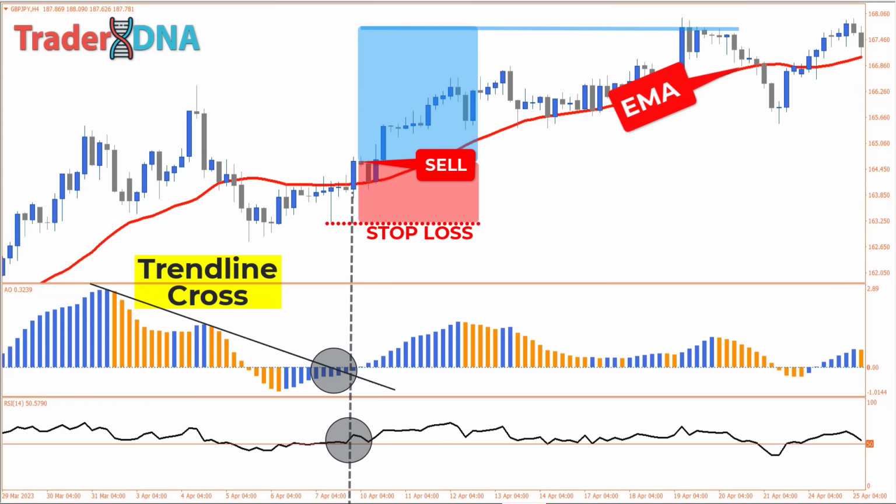If you are a momentum trader, then this Bill Williams Awesome Oscillator strategy is just for you. No matter which strategy you use, don't forget to place your stop loss and protect your profits.